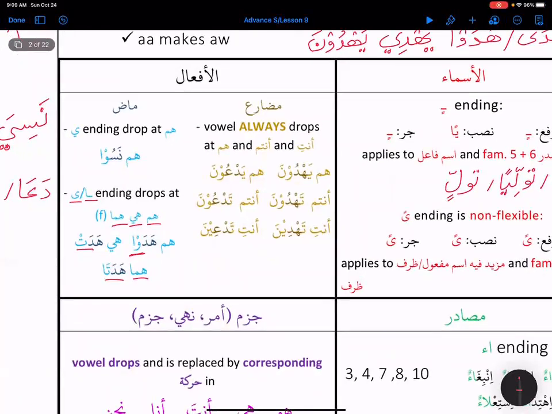Then in mudariya, the vowel always drops at hum, antum, and anti. So the hum example is yahduna, right? So we don't see this waw. Otherwise, it should be yahduna, because yahdu, and then we need to add noon, right? But that weak letter is dropped, and this waw over here is not a weak letter. Rather, this is the waw of jama. Hum yahduna, then antum tahduna, and then anti tahdina.